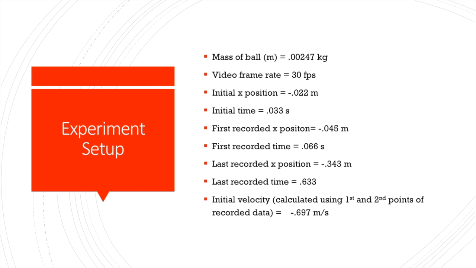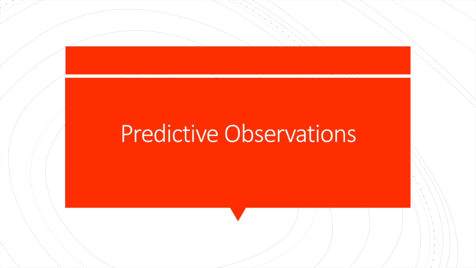The initial velocity as well as the position and time data I used in my models was obtained from the video analysis of the object's motion. It is worth noting that this initial velocity was calculated using the first and second positions and times instead of the first and last. This could have significant impact on my findings and will be discussed later.